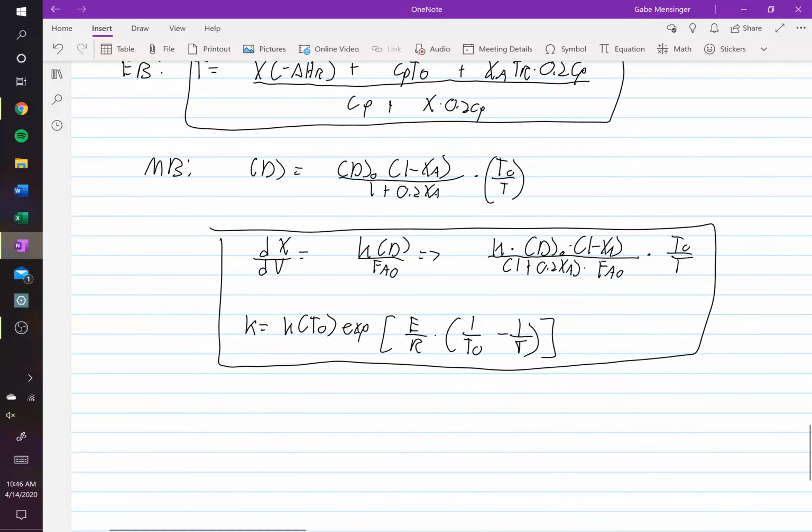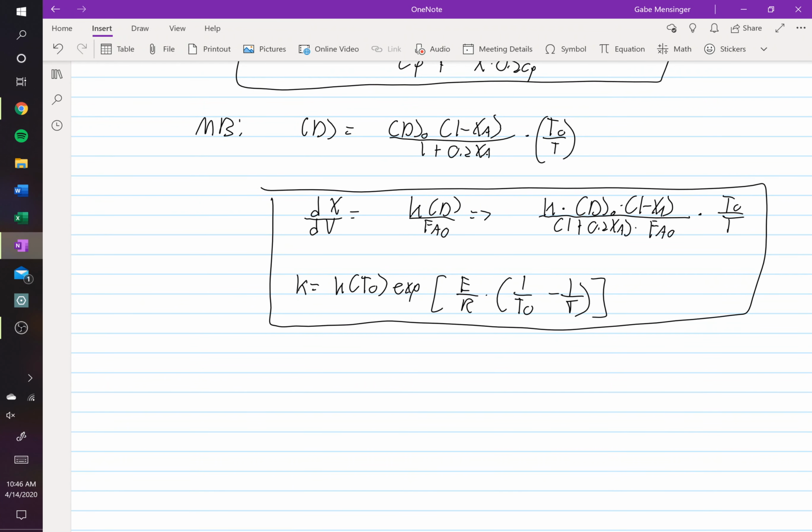Okay, so I'll give you a quick little hint. When you're integrating this, you're going to integrate from V equal to 0 to V equal to 49 liters, and only care about the last point. And the last part asked for what is the volume in order to get a conversion of 75%.